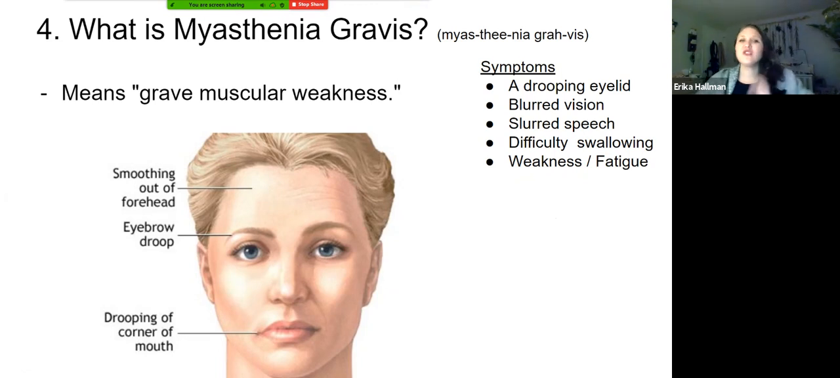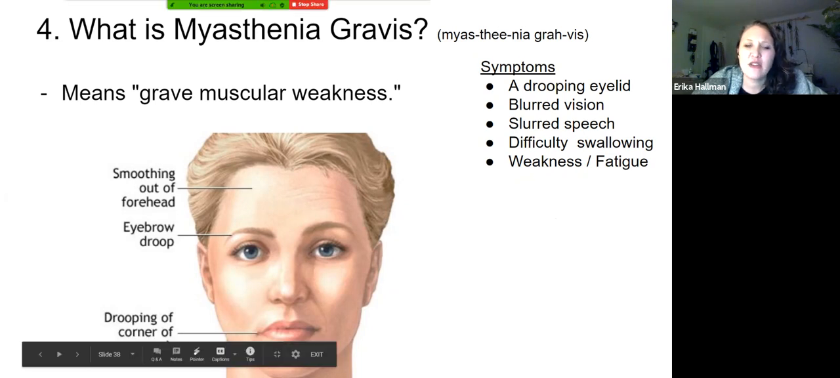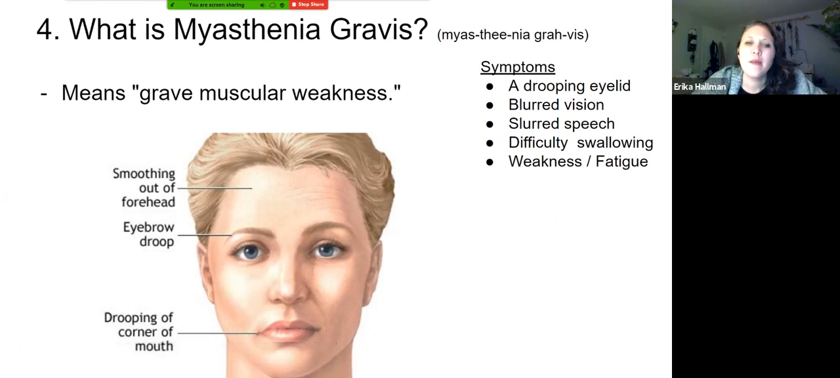All right, so the fourth condition is a condition called myasthenia gravis. And myasthenia gravis means grave muscular weakness. So you can kind of see in this image here, these are some characteristic telltale signs of this condition. The muscles in the face, and we have lots of muscles in the face, get very weak with this condition. It also will blur vision, blur speech, and eventually it will lead to difficulties swallowing.